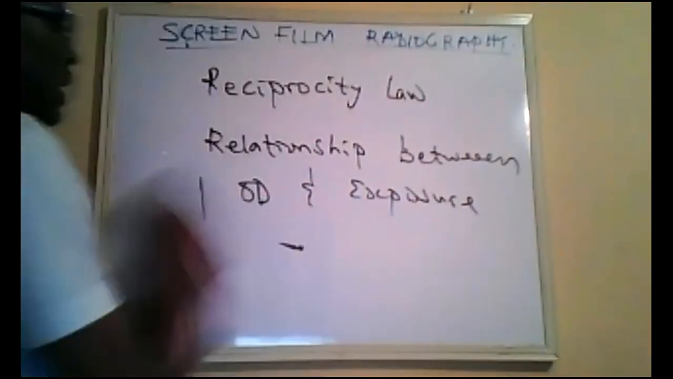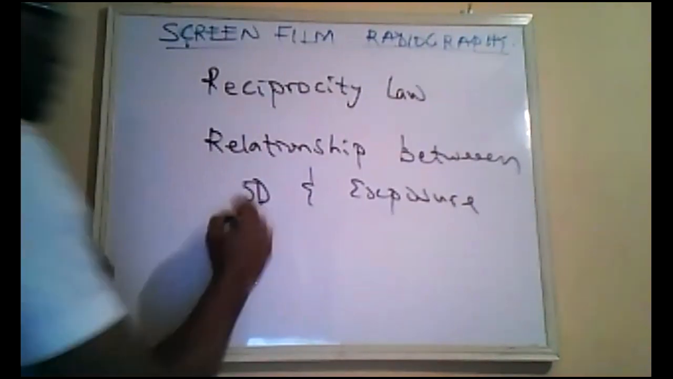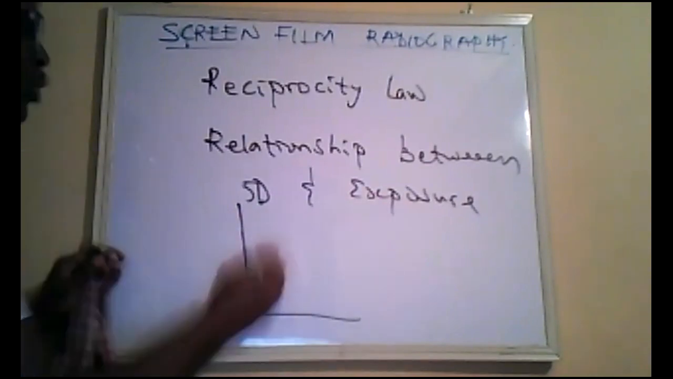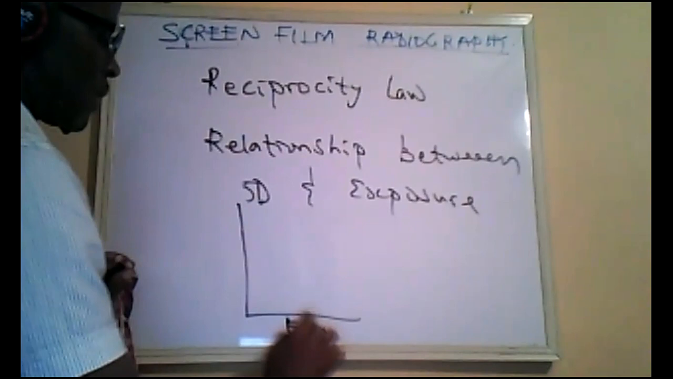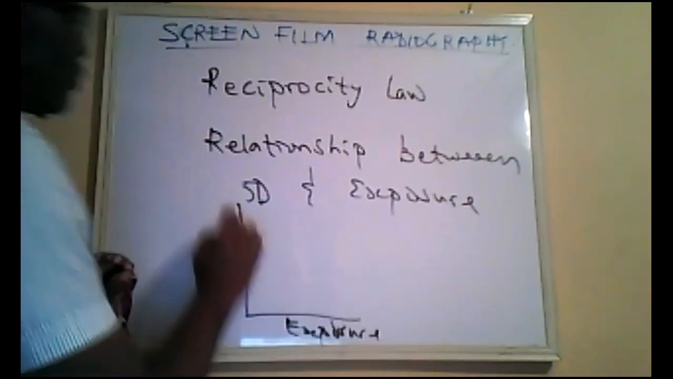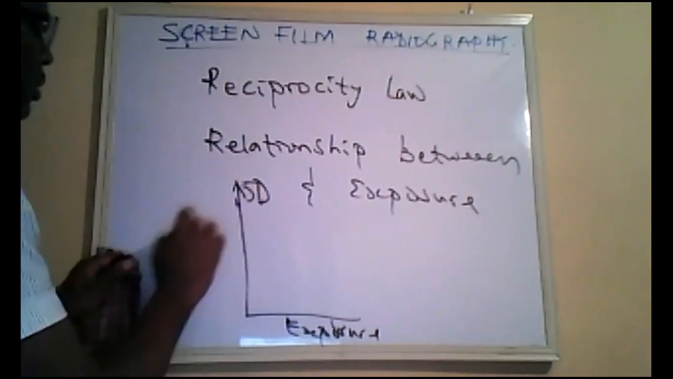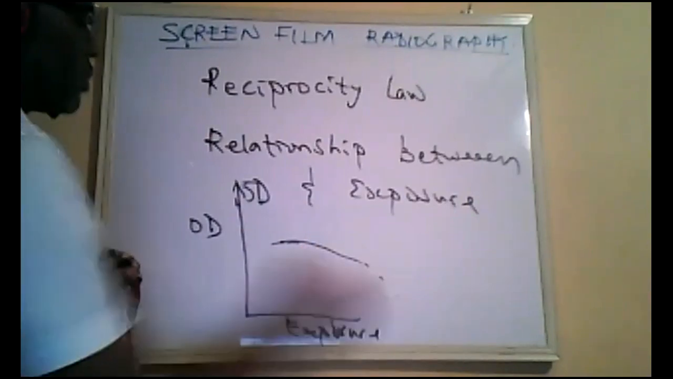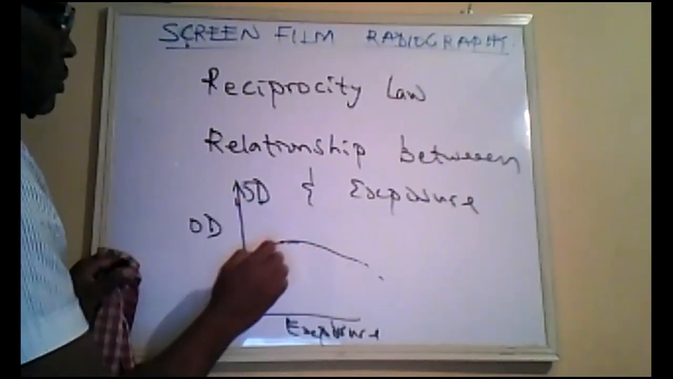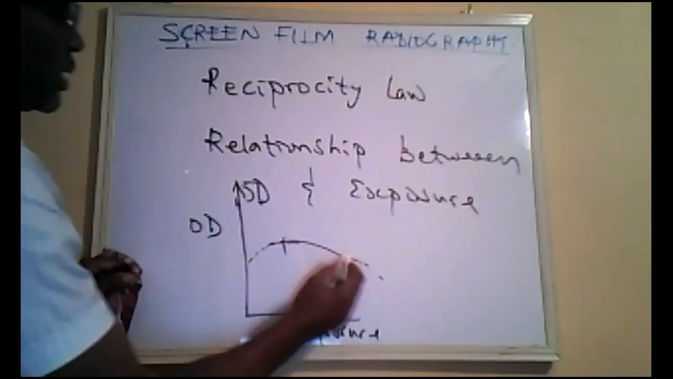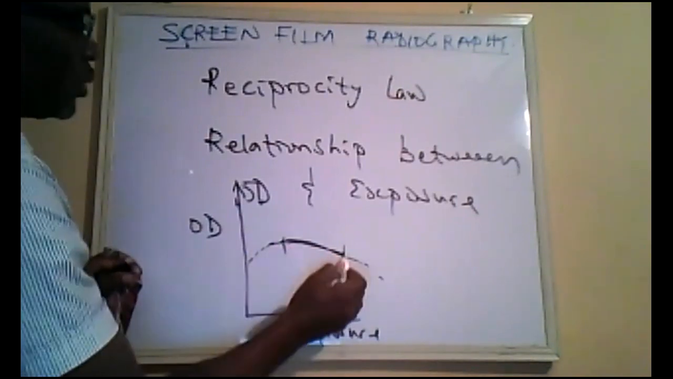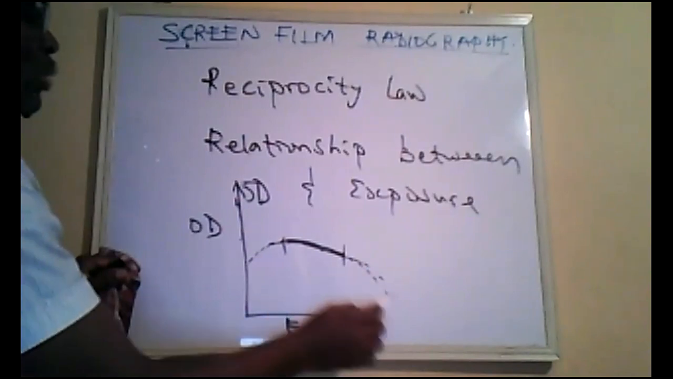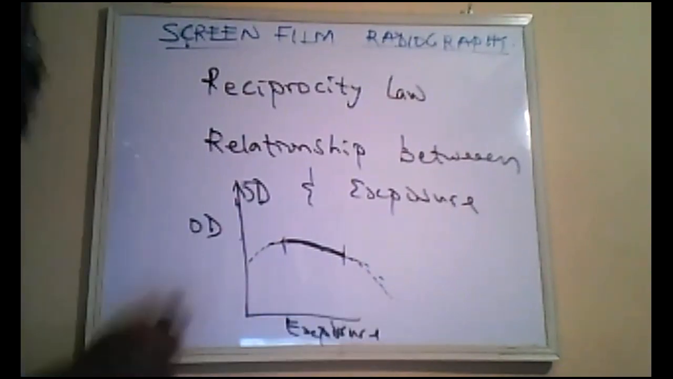But what the law is telling us is that the relationship between OD and exposure should be constant. These are exposure, and this is OD. The range from here to here gives us a fairly constant OD. But if we begin to go down here, we now have reciprocity law failure.